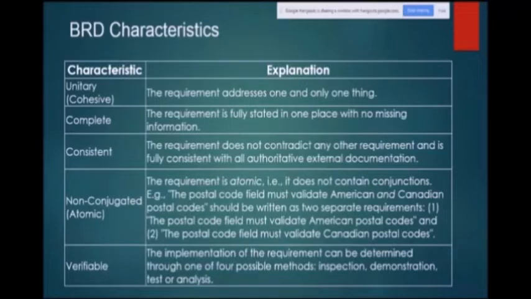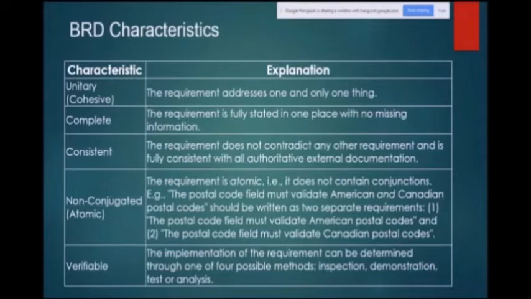One is unitary or cohesive. The requirement addresses one and only one thing. Each requirement should be clear about one thing. Then complete. The requirement is fully stated in one place with no missing information about it. One requirement should not have a continuity, like this requirement is continued on page number 72 or so on. Once that one requirement is discussed, it should be complete there at that point. Consistent. A requirement does not contradict any other requirement and is fully consistent with all authoritative external documentation.